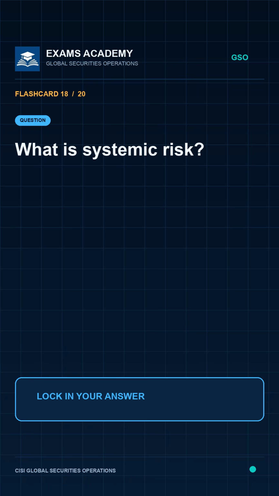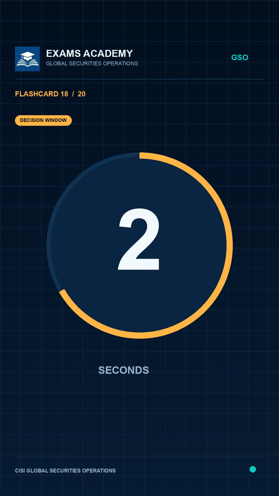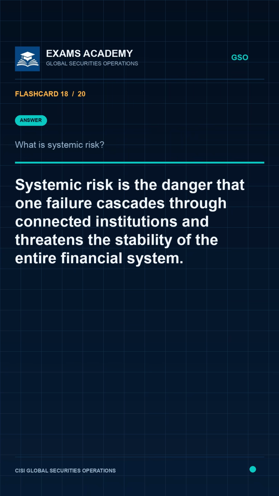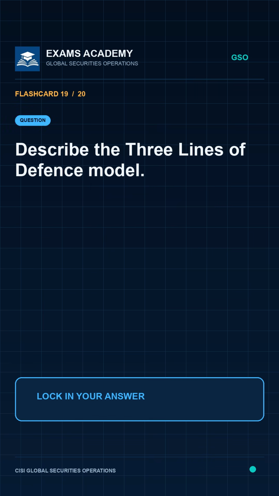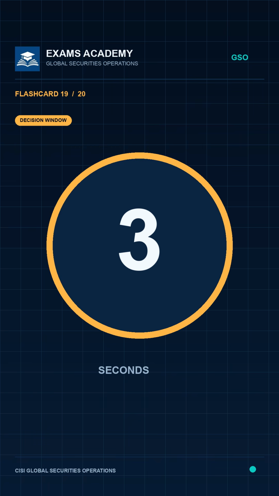Question 18. What is systemic risk? Answer. Systemic risk is the danger that one failure cascades through connected institutions and threatens the stability of the entire financial system.